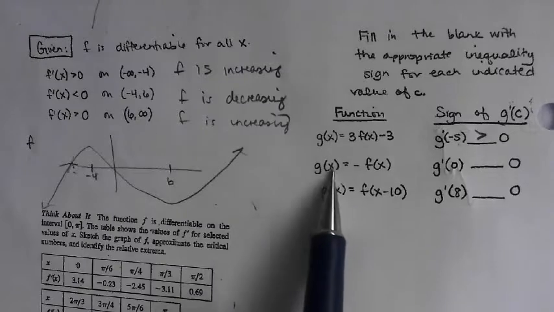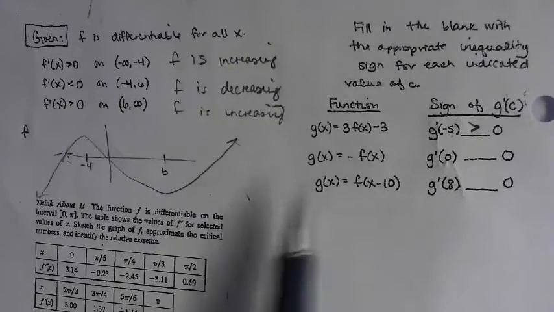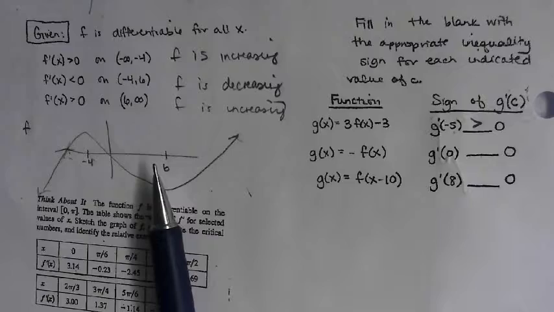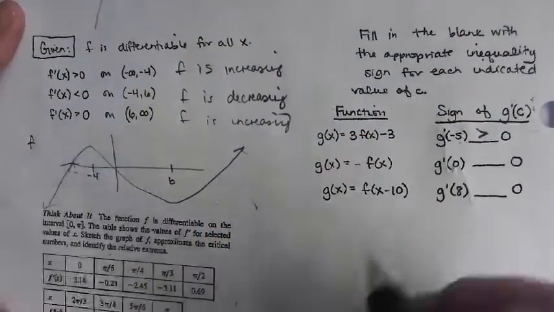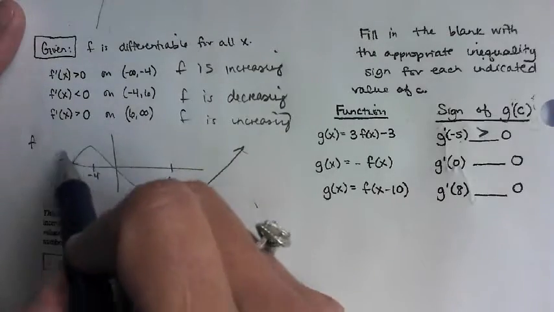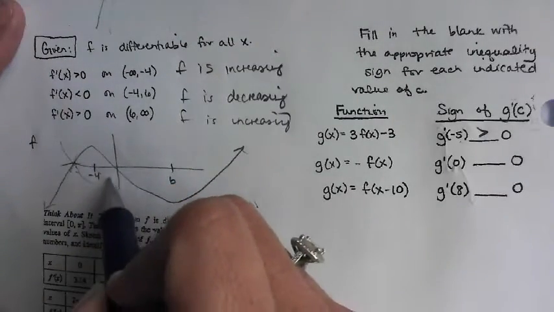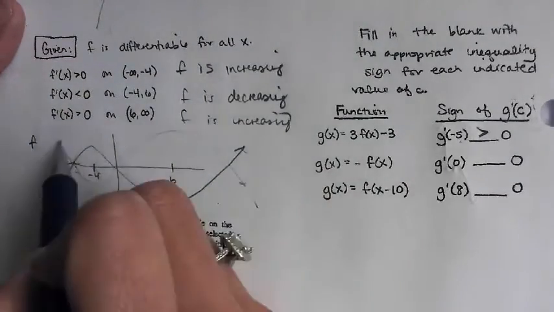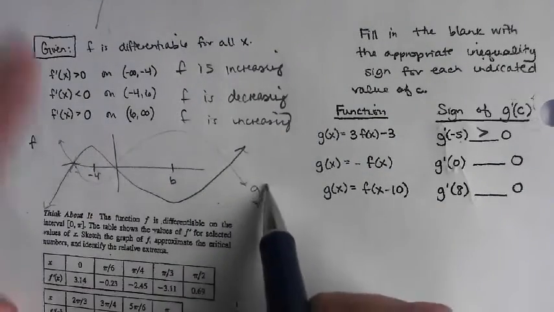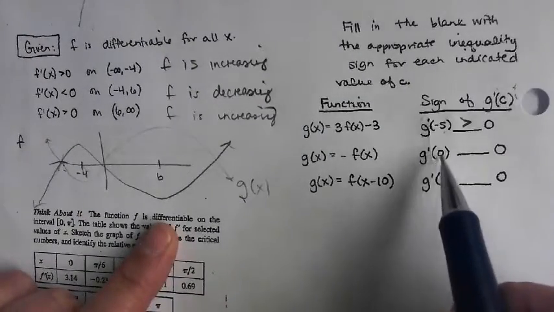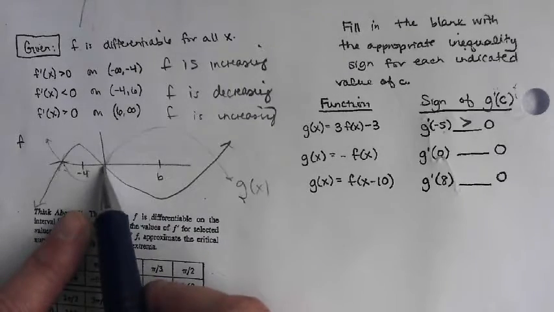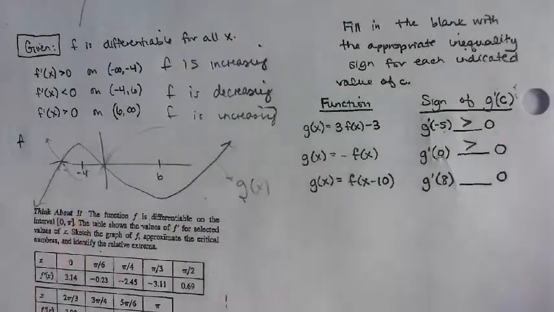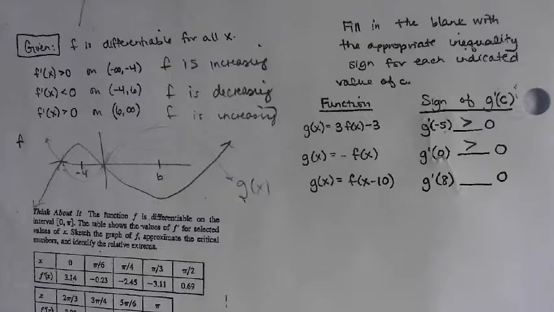So on this g of x, on the second one, they're redefining it as a vertical reflection. So you're flipping it upside down. So if we were just to flip this graph upside down, it would look like that. That would be your g of x function. So what is the slope at 0 now? Positive, yes? Okay, that does flip it. Anything negative is positive, anything positive is negative.